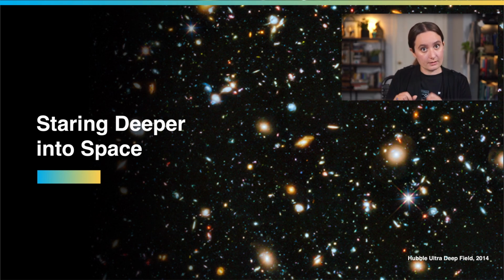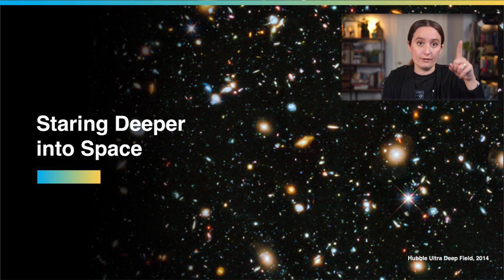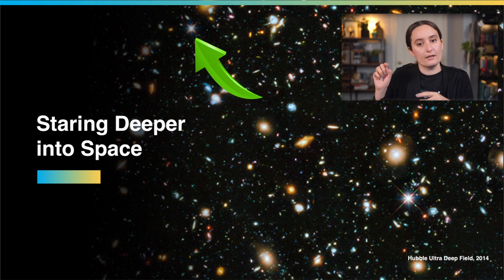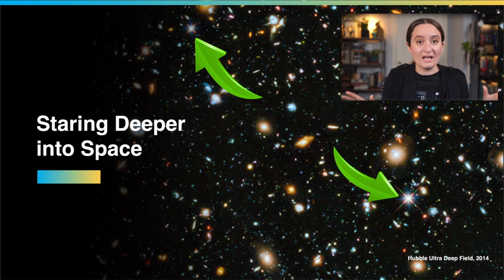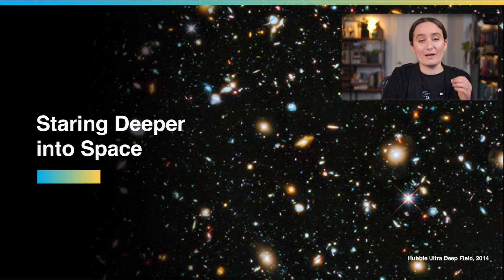So there are 2 stars in this image. Can you find them? I'll give you a hint. There's one in the upper left corner, and there's one in the bottom right corner. They're the things with the spikes on them. But almost everything else in this image is a galaxy. There are about 10,000 galaxies in this image.